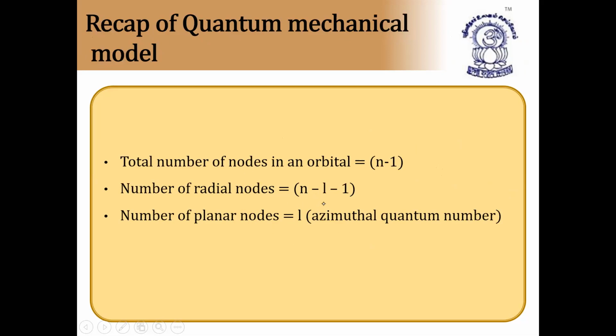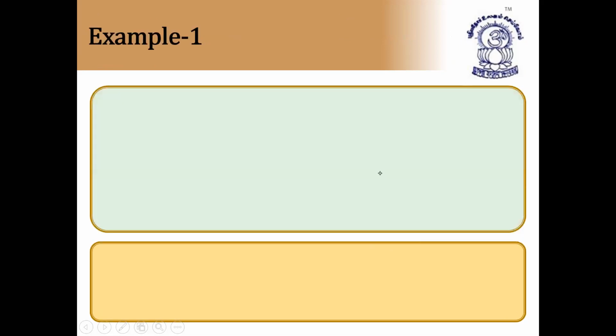All these three formulas are important. Mark them important over here, three formulas. The number of planar nodes is equal to l, where l is called the azimuthal quantum number.